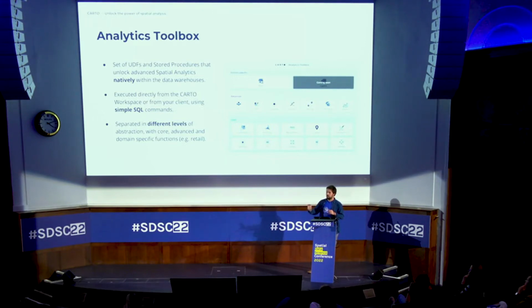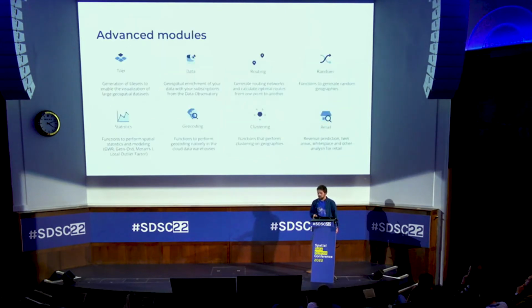We have a core level, which is open source. It's free to use, and basically lets you do stuff with spatial indexes and geometric transformations, quite handy sometimes. And then we have an advanced level of modules and even domain-specific modules. Here you have some of the advanced modules. I'm going to focus on a couple of them.